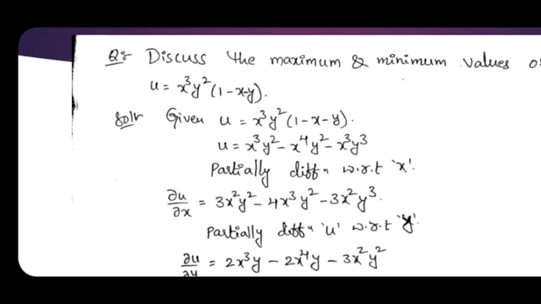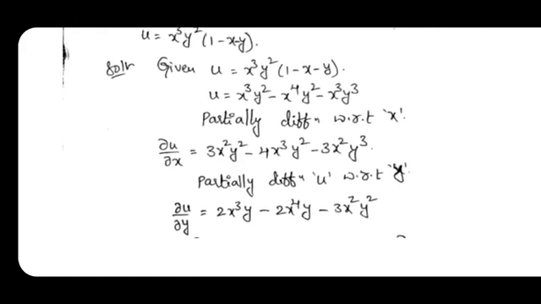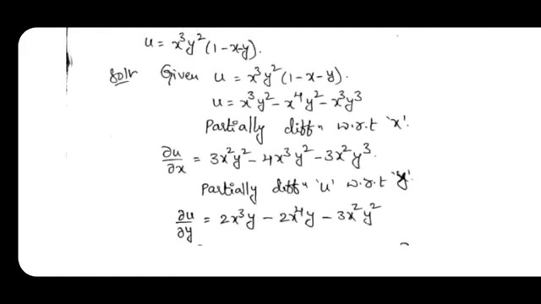Now we do the partial differentiation of u with respect to y. Then we get dou u by dou y. That means here x is the constant. So here put x cube as it is, then y square will be 2y. Why? Because differentiation of y square is 2y. So the first term we will get 2x cube y, minus, here x power 4 is the constant, y square differentiation is 2y, so we get 2x power 4 y, minus x cube is constant.